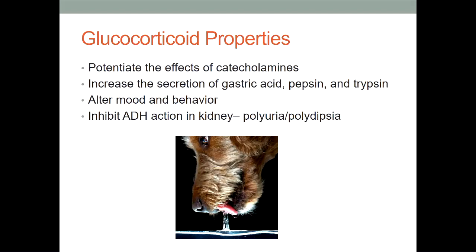Glucocorticoids potentiate the effect of catecholamines. Okay, so they're going to make your stress response worse. They increase the secretion of gastric acid, pepsin, and trypsin. This is big. If you overdose a dog with glucocorticoids, you can cause a really nasty gastrointestinal bleed. Okay?